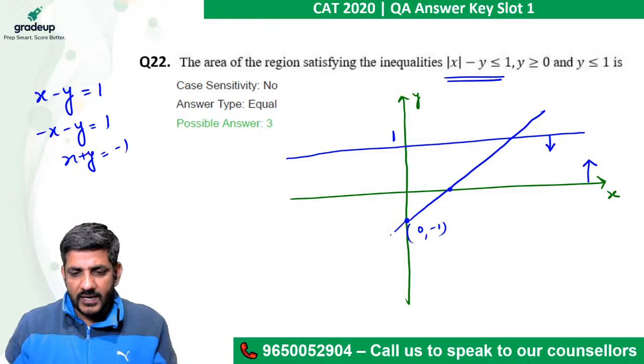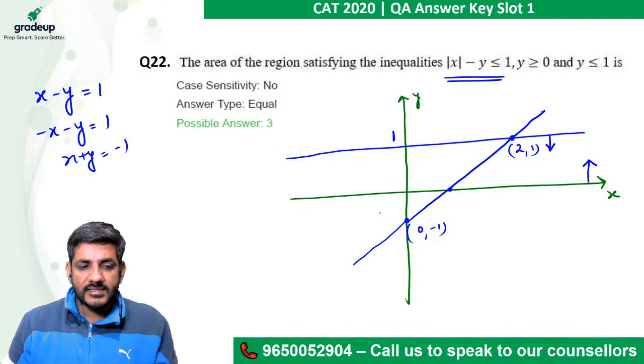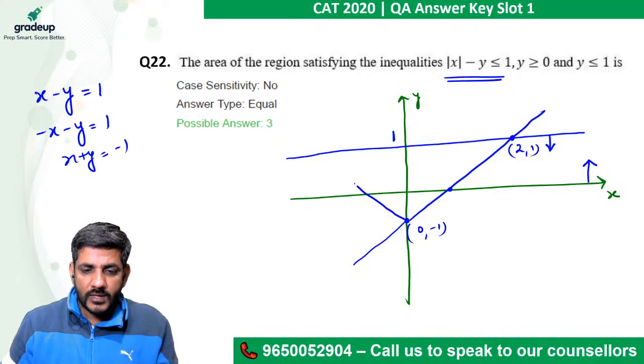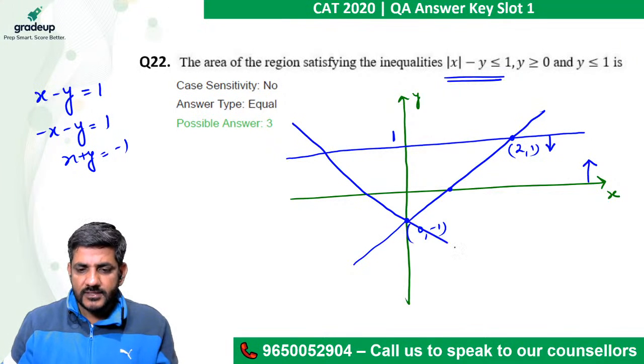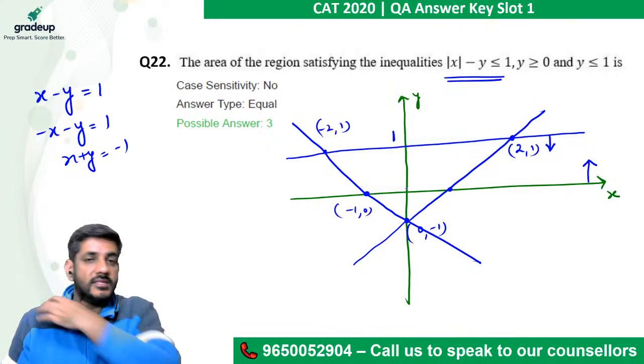So we have a line like this. Okay, and obviously it will pass here at 2, 1. And there is another line, that is x plus y is equal to minus 1. It will pass like this. Here it will pass through minus 1, 0. Here it will pass through minus 2, 1. Right? So now we have to find the area between these three.